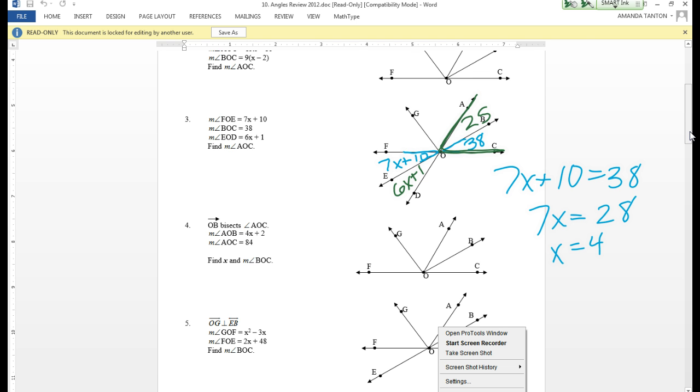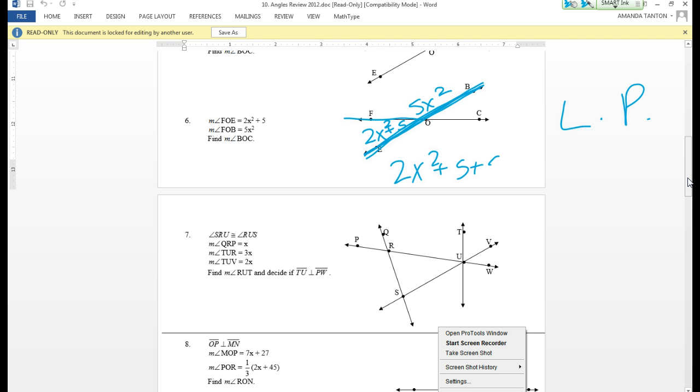Yes? For number 6? Yes. Would you do the 2x squared plus 5 plus 5x squared? Wait, this isn't a bisector problem. So FOE is 2x squared plus 5, and FOB is 5x squared. What do those make? What's the vocab word? The linear pair. Together they make a straight line. Together they equal 180. So it's 2x squared plus 5 plus 5x squared equals 180. What else can I do, guys?